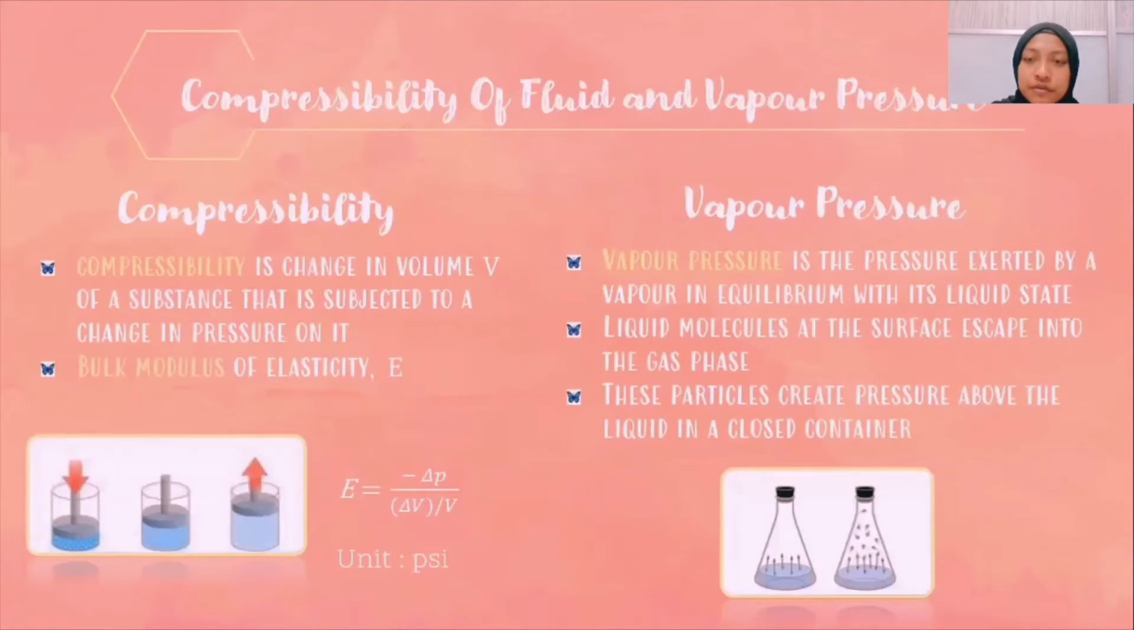Vapor pressure. Vapor pressure is the pressure exerted by a vapor in equilibrium with its liquid state. Liquid molecules at the surface escape into the gas phase. These particles create pressure above the liquid in a closed container.